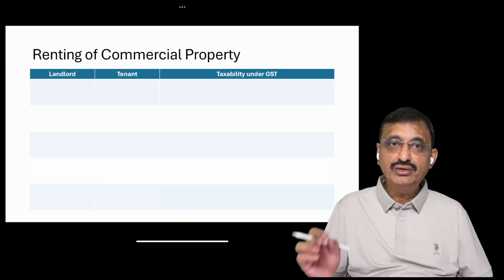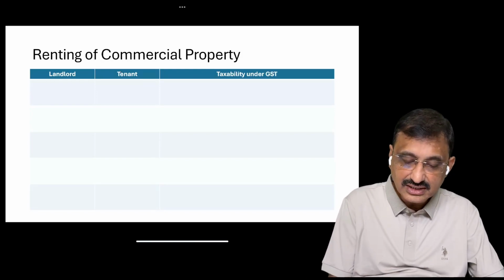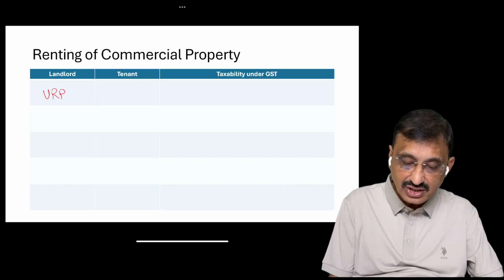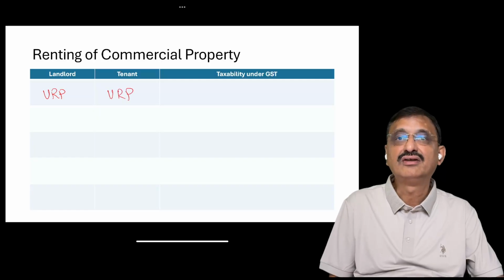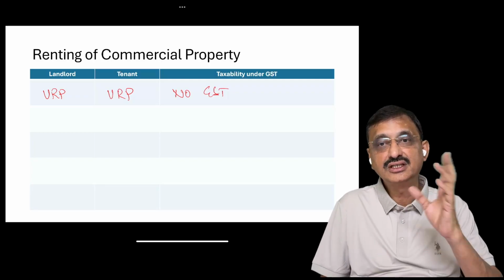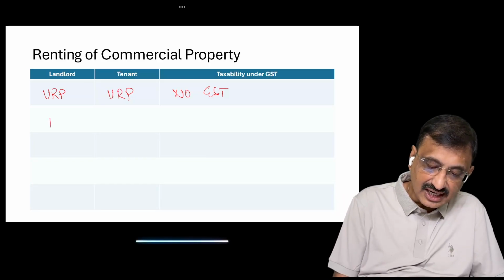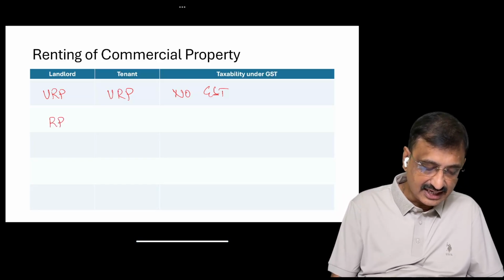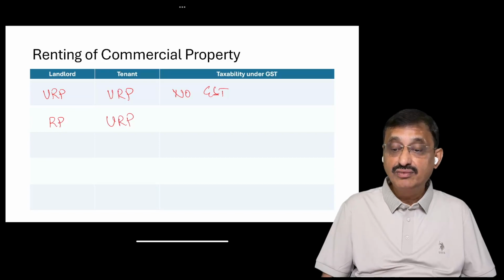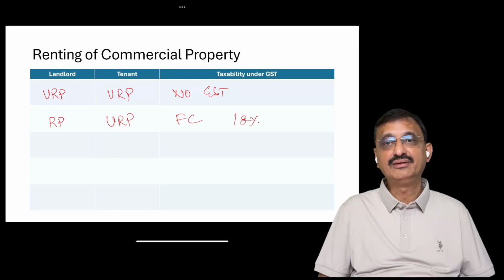If you come to renting of commercial property, here we have landlord an unregistered person and tenant also an unregistered person. What will happen? No GST, because both are unregistered persons. Next comes landlord is a registered person and tenant is an unregistered person. What will happen? Forward charge will come and the rate of GST is 18 percent.